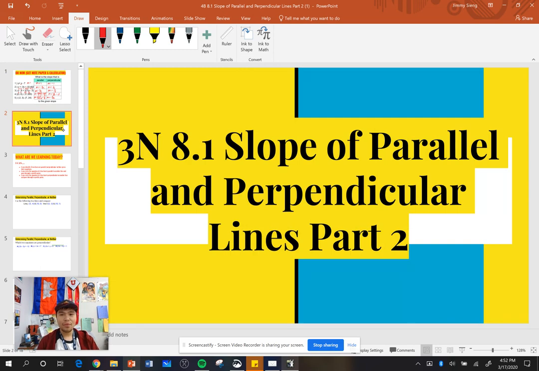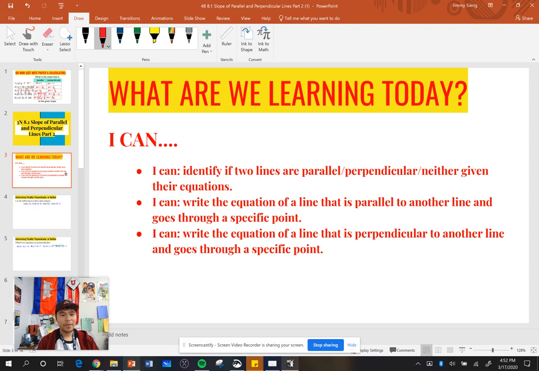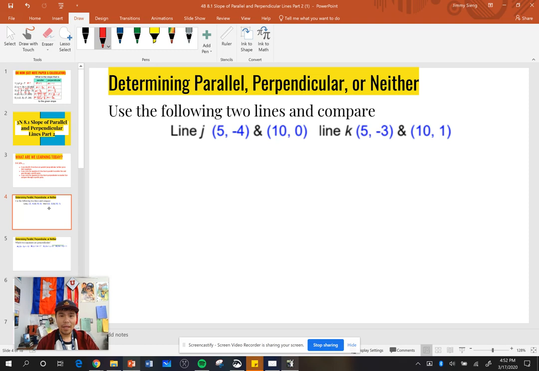Again, this is part 2 of slope of parallel and perpendicular lines. You'll be doing the same thing as last time, being able to determine if something's parallel, perpendicular, or neither, and creating an equation for a parallel or perpendicular line, okay? So let's just take a look at this. I just want to see if it's parallel, perpendicular, or neither, right?